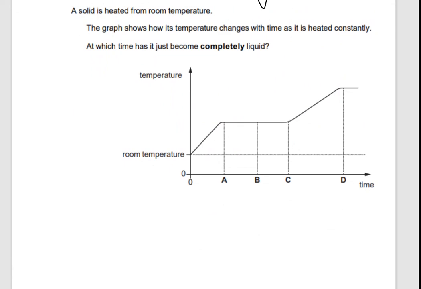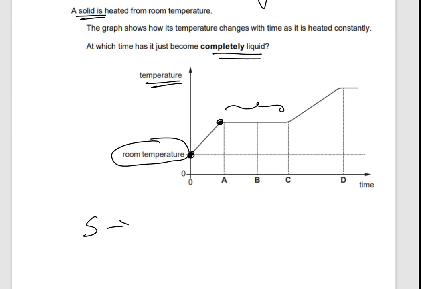So at which time does it become completely liquid? We're talking about a solid that is being heated. When it starts to heat here, at this point it is being heated. This phase over here, when the temperature is not changing, is the phase when the solid is turning into a liquid.